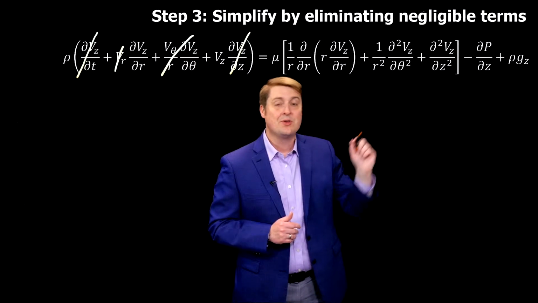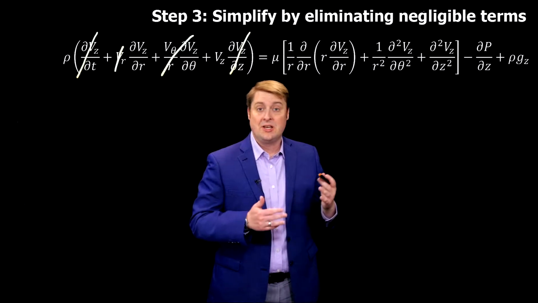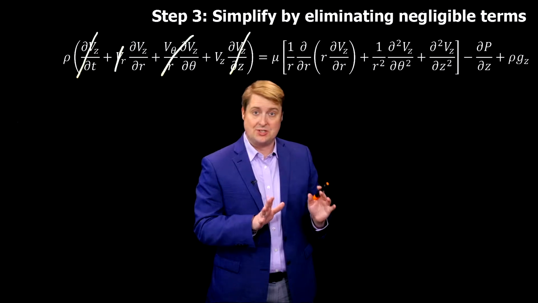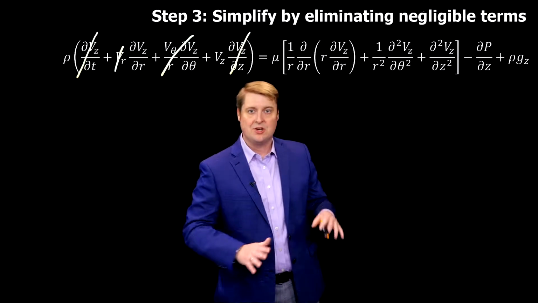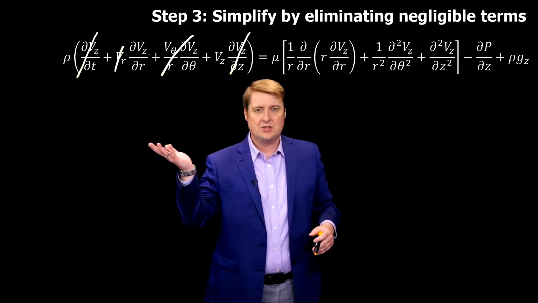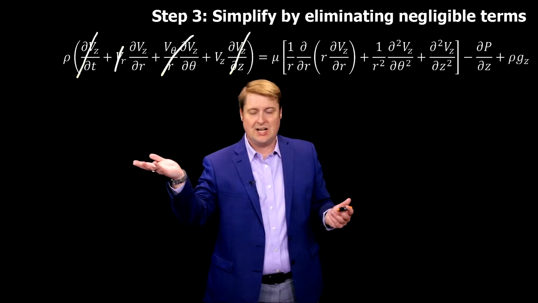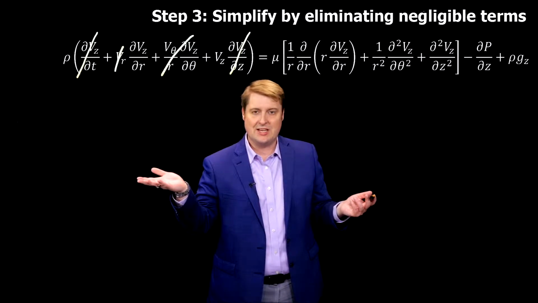This next term, though, velocity in the z direction as a function of theta, this is a second derivative, so what does that curve look like? Well, remember over here we said there's no change in the velocity in the z direction as a function of theta.